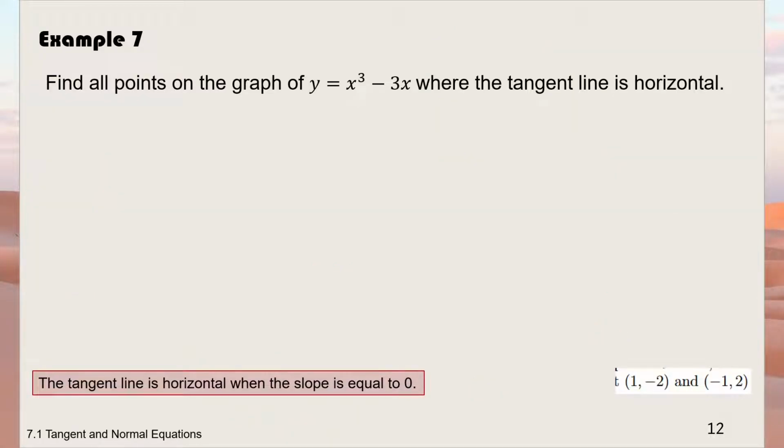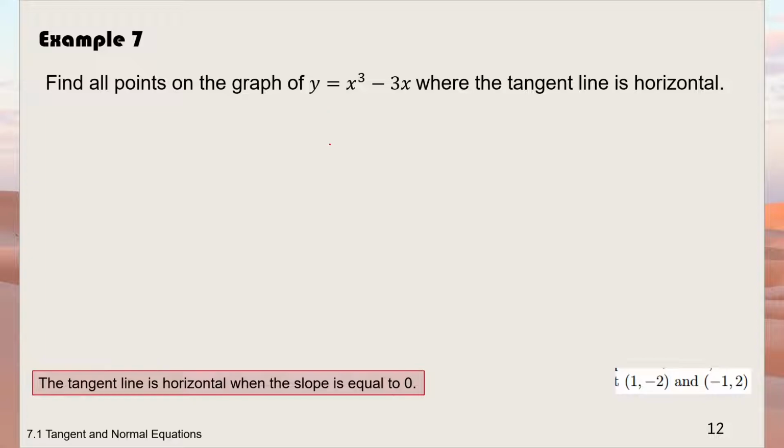Now, the next example is find all the points on the graph of y equals x cubed minus 3x where the tangent line is horizontal. What is horizontal? Over here they already say the tangent line is horizontal when the slope equals 0, or the gradient equals 0.